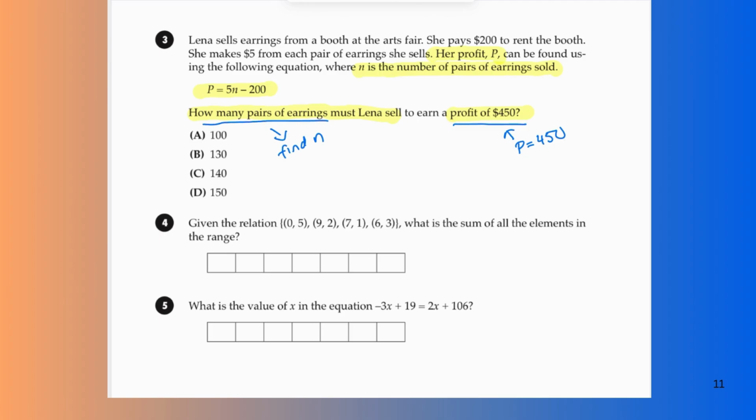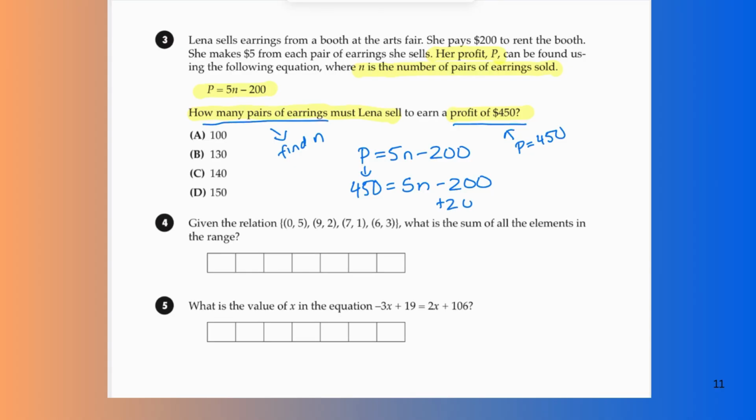So if you got that part, now you understand that all we have to do is replace P with 450 in this equation. So we know what the profit is, it's 450. We don't know what N is, right? That's why I said find N. They're asking us how many pairs of earrings. N is the pairs of earrings. So all we have to do is solve this equation for N.